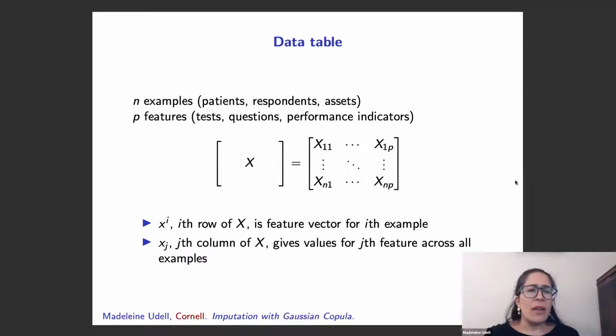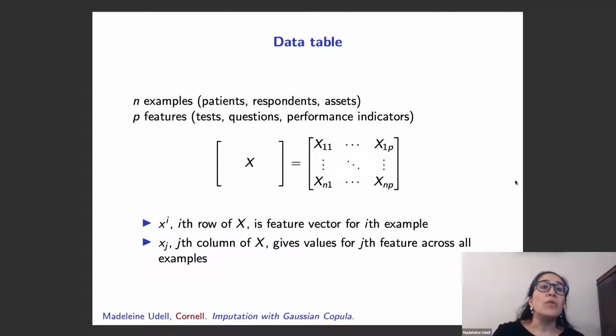So more generally, here's the setting that we're going to be working in. We're going to suppose that we've got a data table, n rows and p columns. We're using statistics notation here: p features, n examples, and this could be much more general. It could be patients in a hospital, respondents on a survey, assets in a financial model. And the features could be tests that they've taken, questions they've answered, performance indicators for financial data.